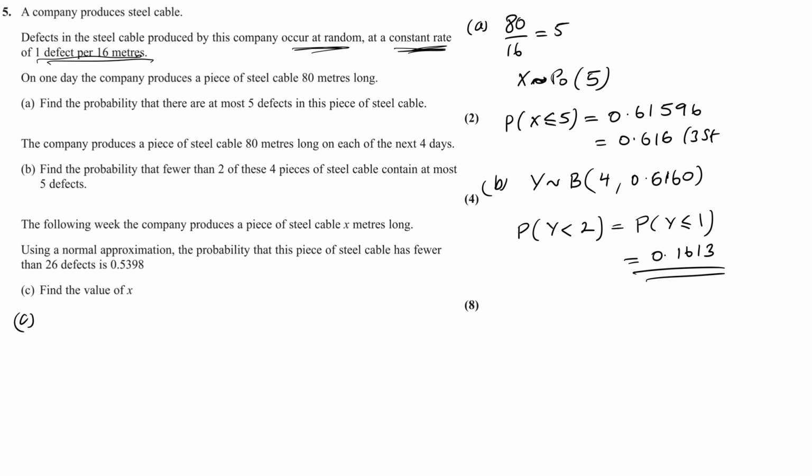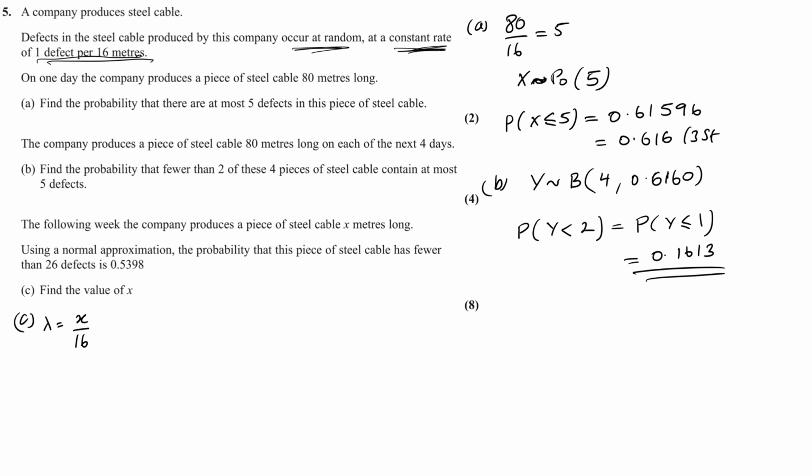So let's break this down. It's x meters long. So in terms of our rate, it is obviously 1 defect per 16 meters. So we would have x over 16. That would be our value of lambda.